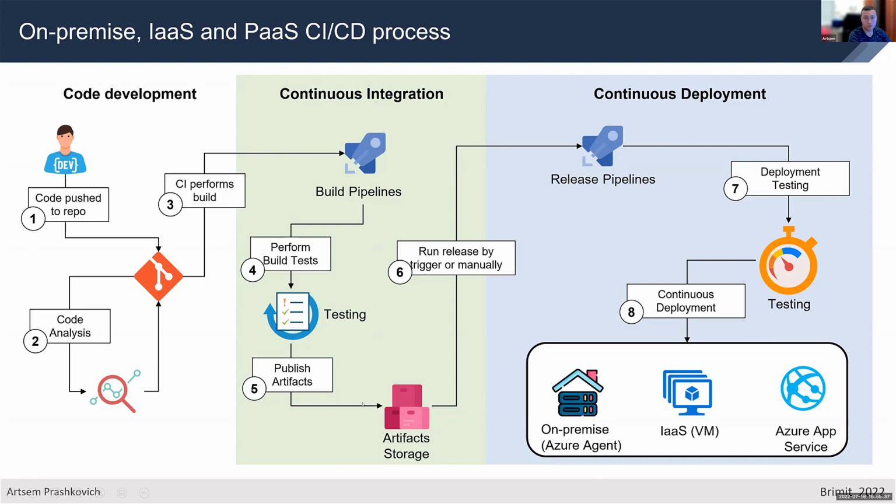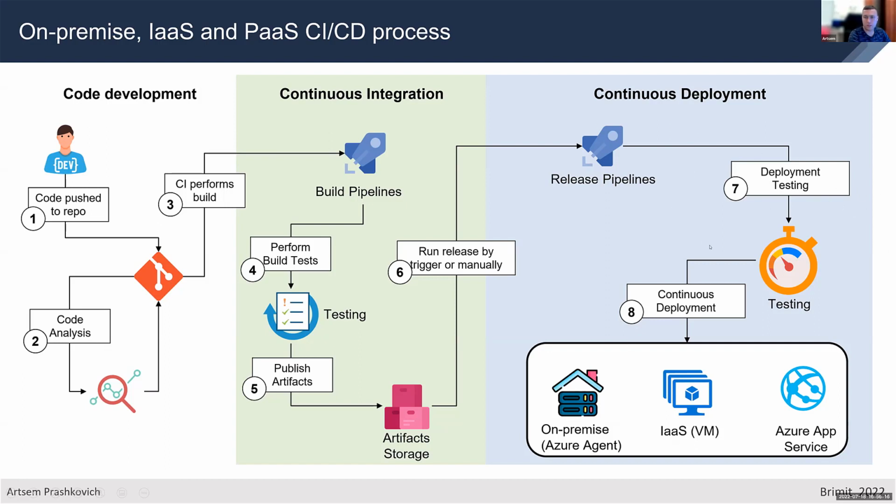So once we have our artifacts, we can perform the release to our application, to our hosting where we run our application. Again, it can happen automatically once the build is ready and done. It can be a manual process. But anyway, we have some pipelines which deploy our code to Azure, or it can even be an on-premise instance.